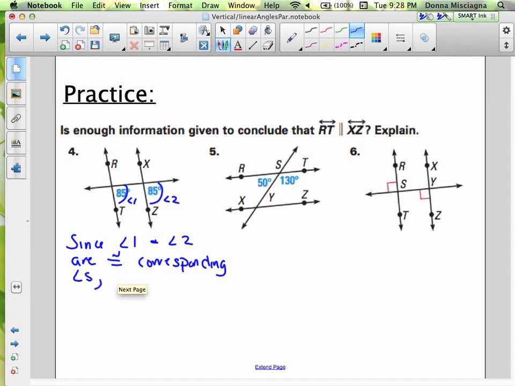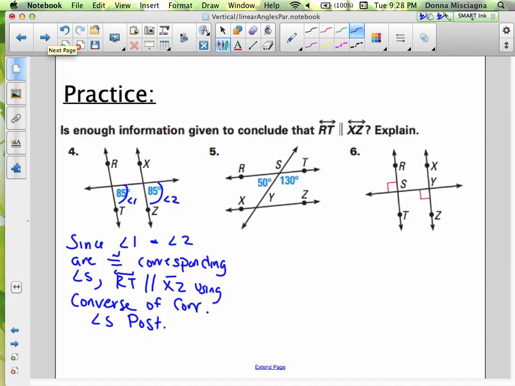line RT is parallel to line XZ using the converse, and we're going to abbreviate. Actually, maybe here I shouldn't abbreviate. Later on, when we're doing a proof, I'll abbreviate. But sometimes we can abbreviate converse with just using CONV. So if you can't fit it in, you can just use CONV. So, converse of the corresponding angles postulate. Right? We'll abbreviate a little bit.